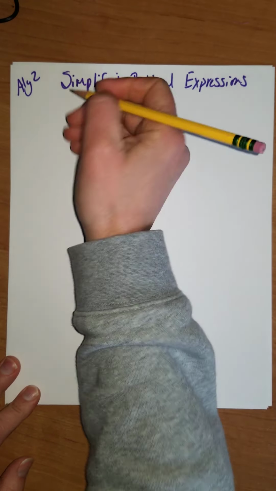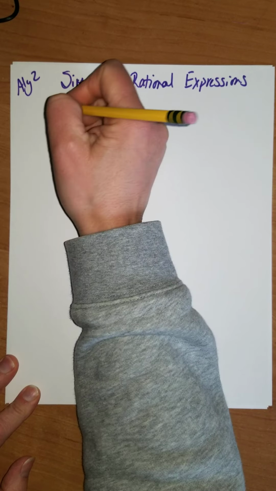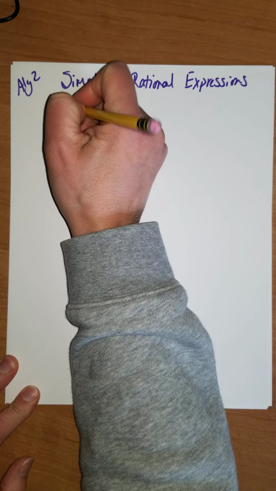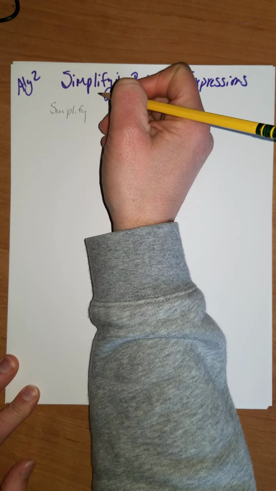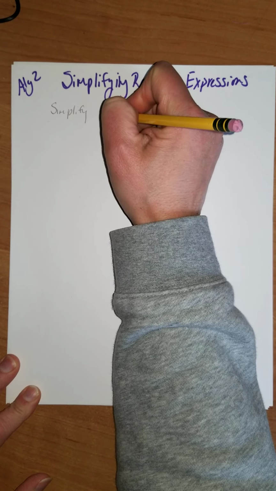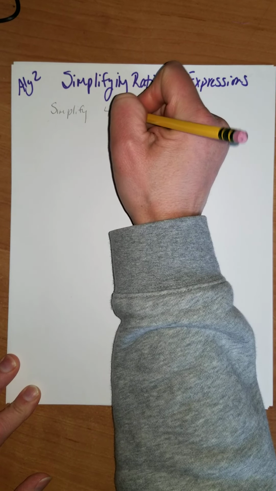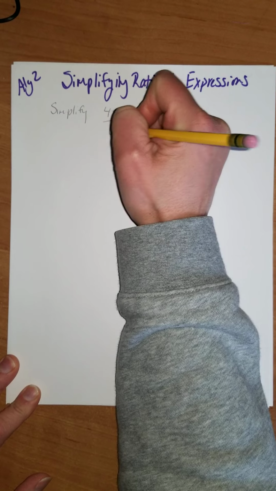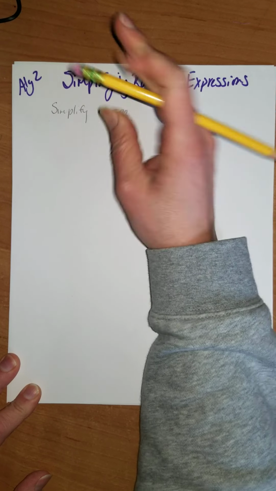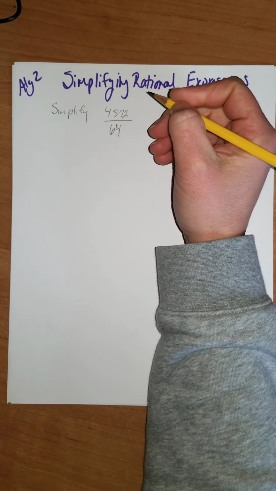So first thing I'm going to have you do is, if we're looking at an expression, I want you to simplify, okay, I just came up with a random number, 4,572 over 68, or 64, I'm sorry. I would be okay with 68. I don't really care what we multiply by. So what we do whenever we're simplifying these is we're coming up with common factors, okay?